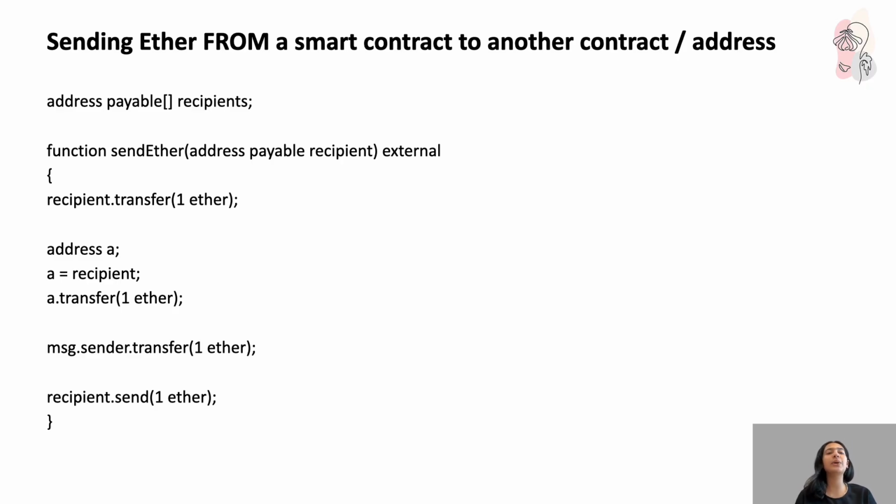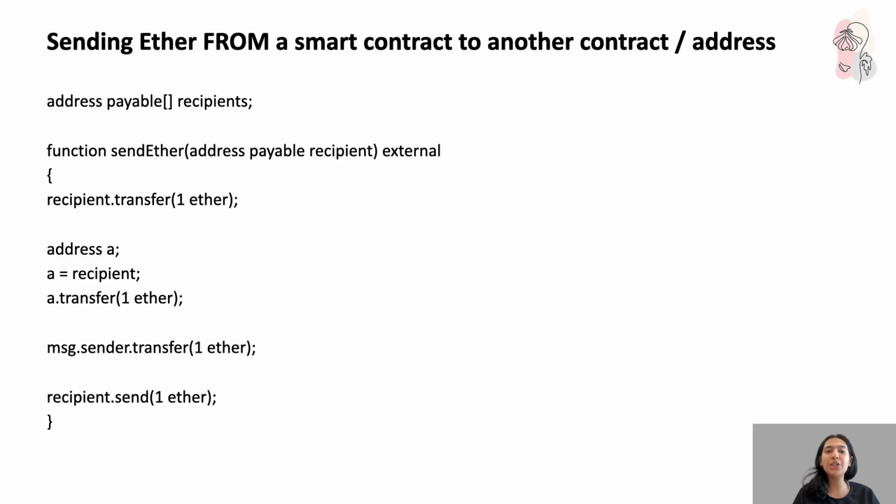With this, let's start with sending Ether from a smart contract to another contract or address. This creates an array of address payable recipients, because I see the square braces there. Payable means they're able to receive Ether. They are allowed to receive Ether.